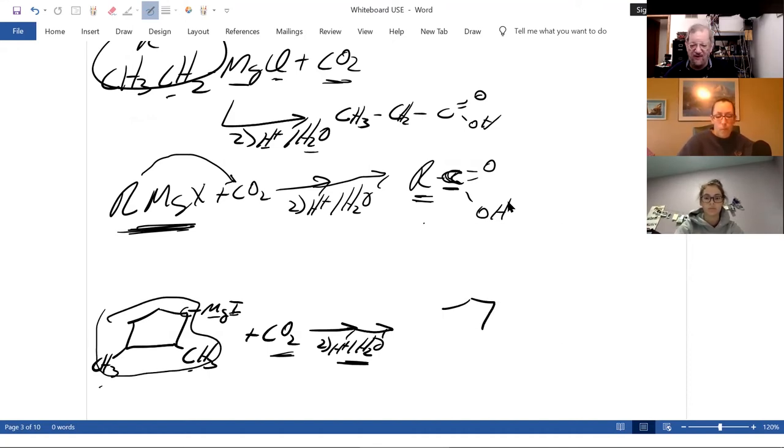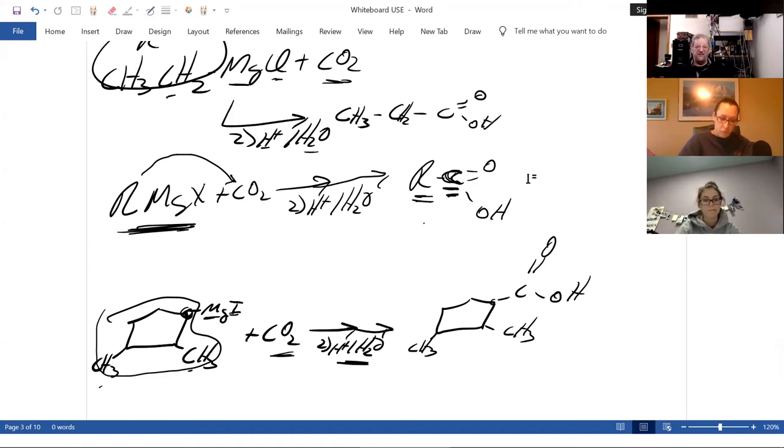So I'm going to draw it again because you don't break carbon-carbon single bonds. The carbon with the Grignard, this one right here, will be bonded to the carbonyl carbon of the carboxylic acid, and that's the molecule we get. Wow, that's a nice fancy one. And that's how you make carboxylic acids.